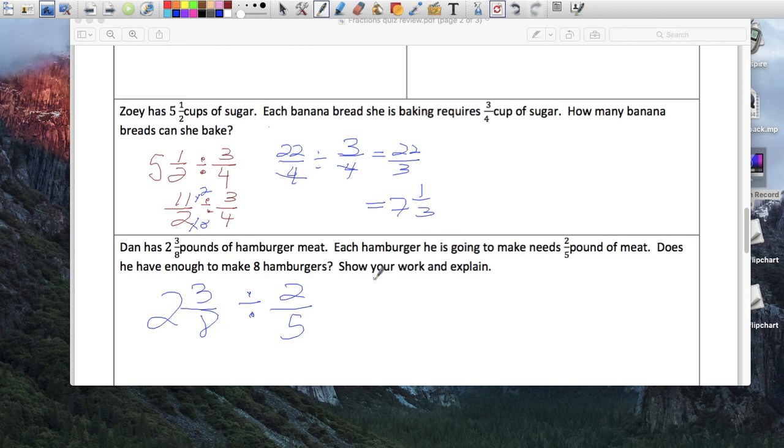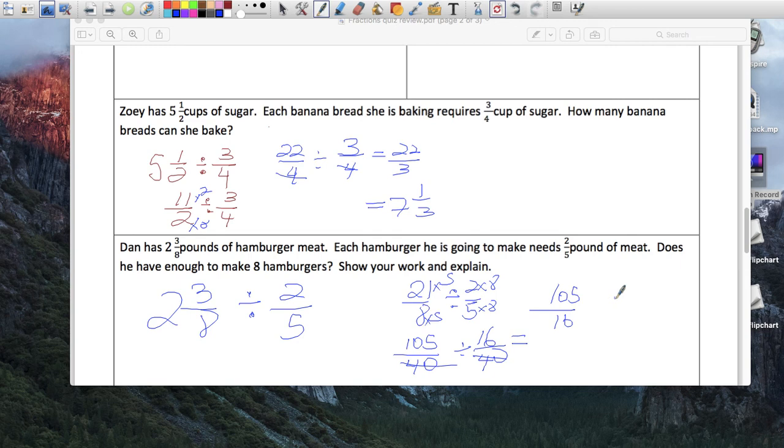So let's change this. 8 times 2 is 16, plus 3 is 19... 21 over 8 divided by 2/5, right? And we're going to find the LCM. The LCM is 40, right? How did the 8 become a 40? Times 5. So on top is times 5, and that gives us 105. How did the 5 become a 40? It's times 8. 2 times 8 is 16. Our denominators are the same. We can cross. We get 105 over 16.